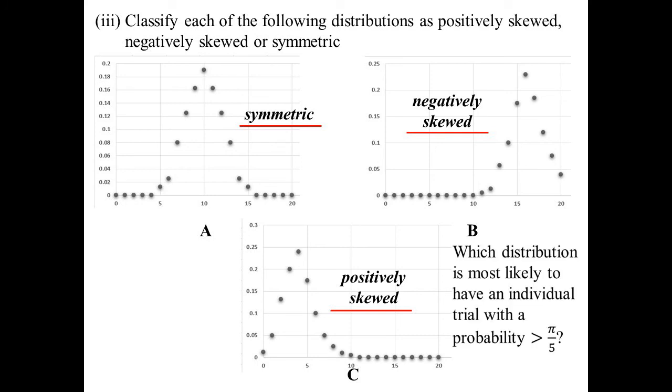Which distribution is most likely to have an individual trial with a probability greater than pi on 5? Well, that's all to do with probability. A half would be symmetric. Are we less than a half or are we greater than half? Well, what is pi on 5? Well, pi on 5 is actually bigger than a half. So B would be the particular one we're looking at. It'll be a negatively skewed graph.